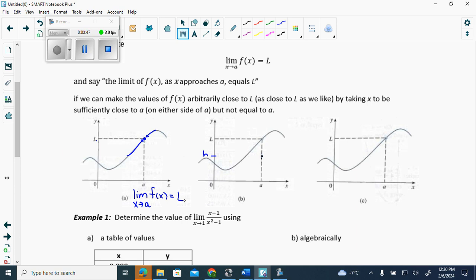Now this one, from the left, I'm approaching what y value? L. From the right, I'm approaching what y value? L. So the limit as x approaches a of f of x of this function is also L. What about the last one? From the left, I'm approaching L. From the right, I'm approaching L. So the limit as x approaches a of f of x equals L.